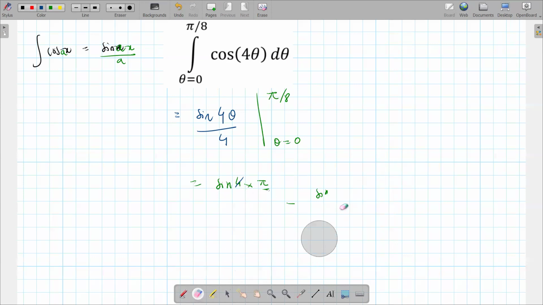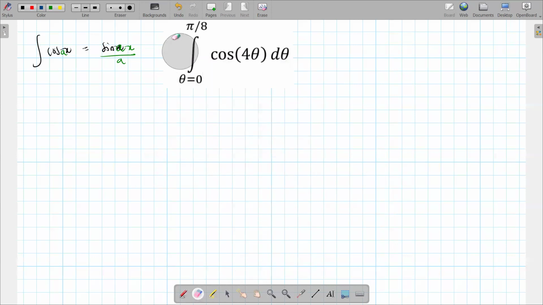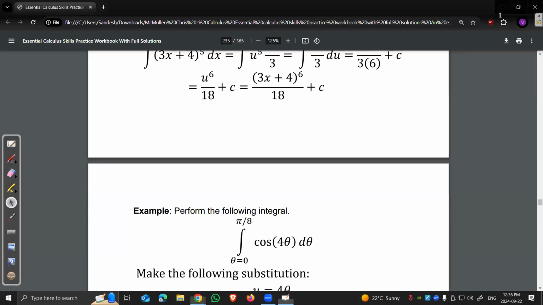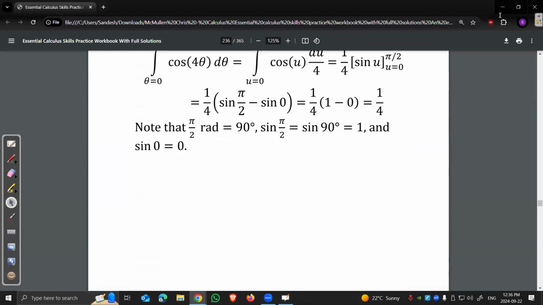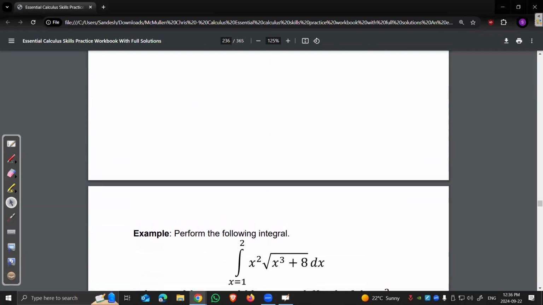Maybe we'll save the u substitution for a problem that we actually need. This one, you just do it this way, honestly, it's way easier. Yes, this one.